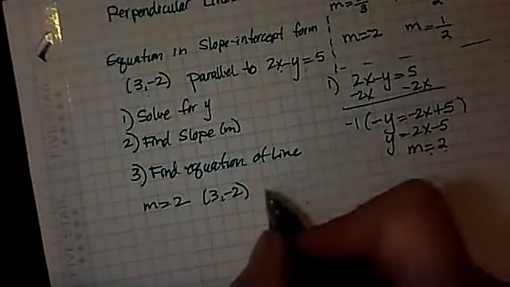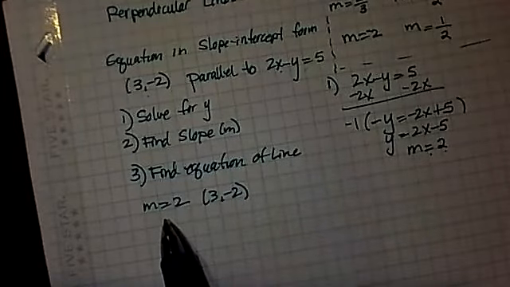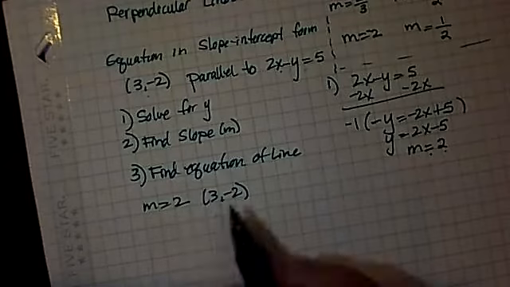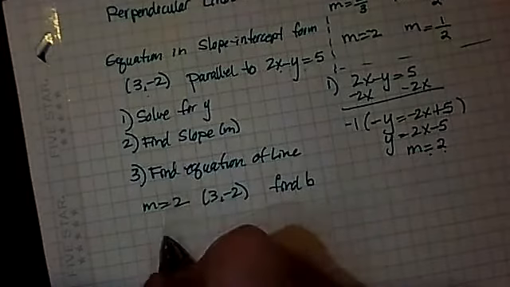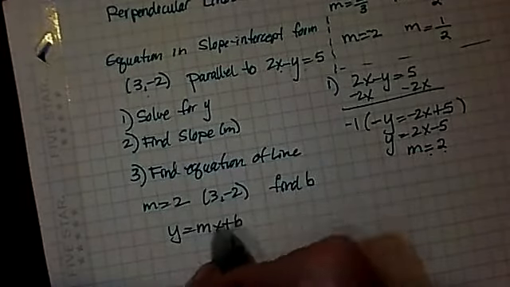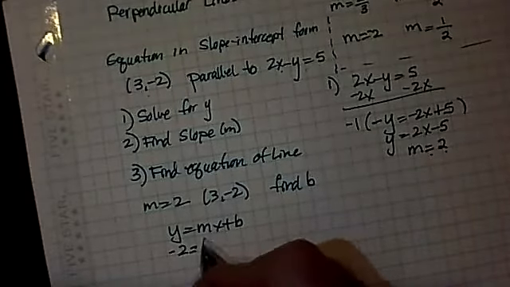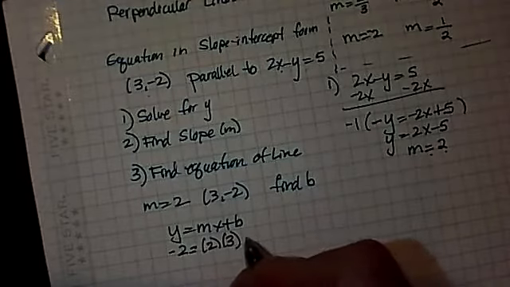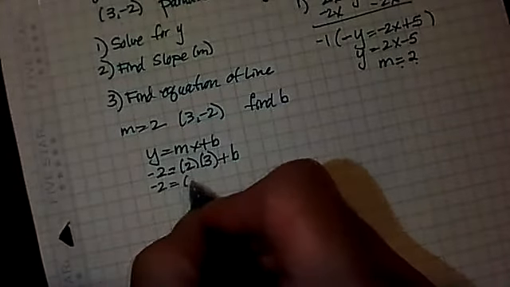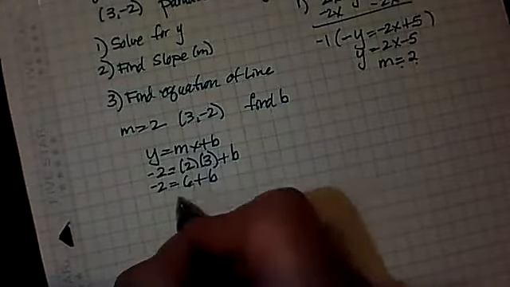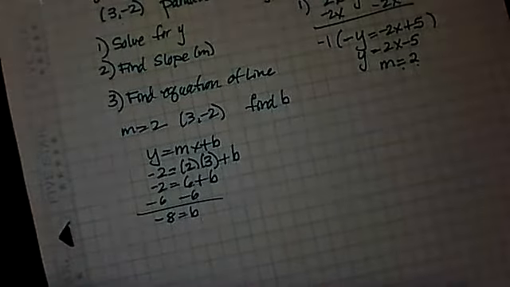All right, so to do y equals mx plus b, we need to have an m and we need to have a y-intercept, which is b, and I don't have the y-intercept. So we have to find b. So we're going to use y equals mx plus b. Y is -2, m is 2, and x is 3. And let's find what b is. 2 times 3. Okay, let's go ahead and solve for b. And so b equals -8.